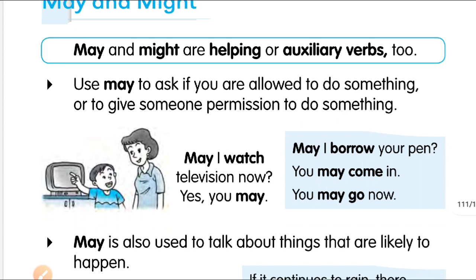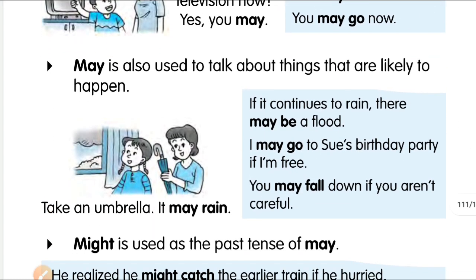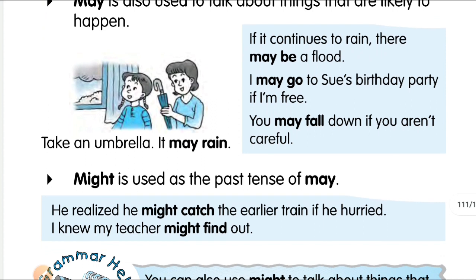May I borrow your pen? You may come in, you may go now. May I watch television now? Yes, you may. So for taking permission generally may is used, and might is used as the past tense of may. Like that, could was the past tense of can, and might is the past tense of may.